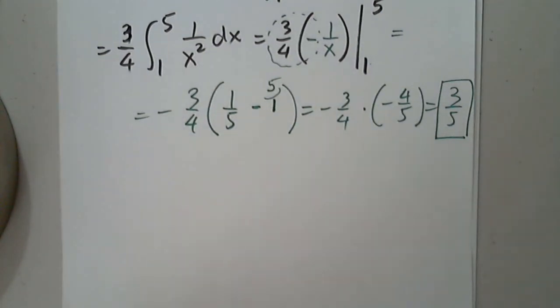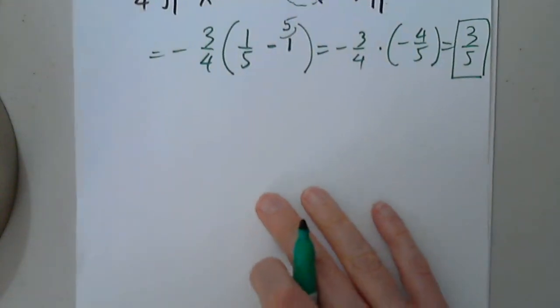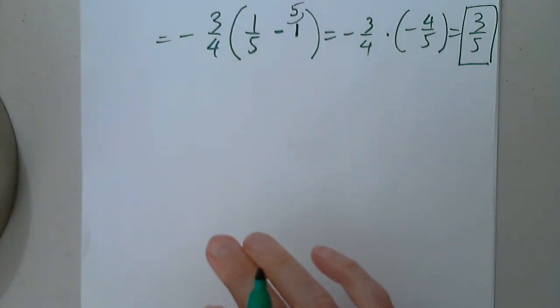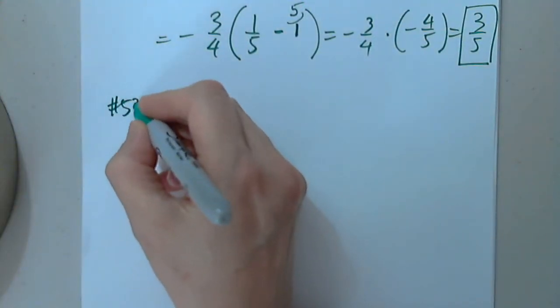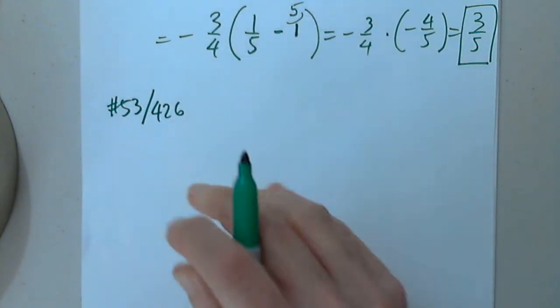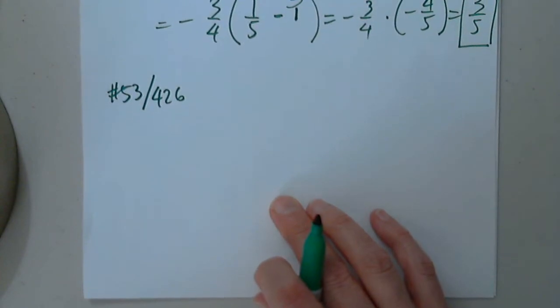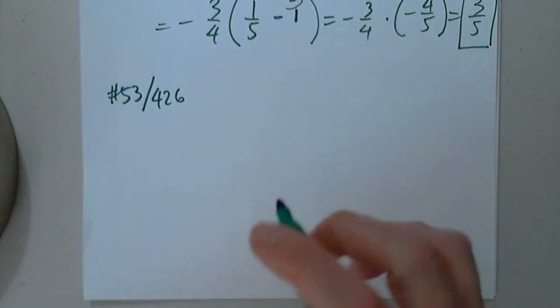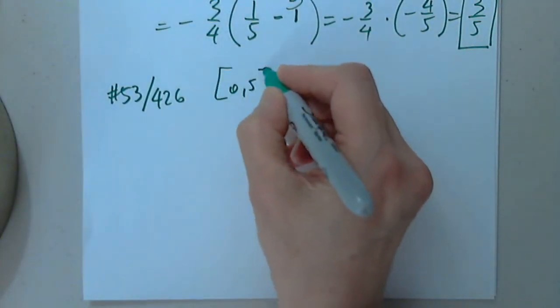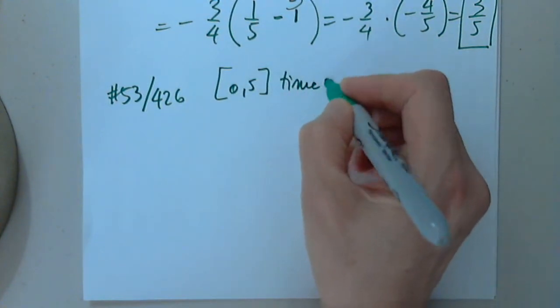Okay. Now let's look at some applications. I like to look at applications of all this. So I like to look at practice 53 on page 426. Okay, a keyboarder's speed over a 5-minute interval. So 0, 5, and that's the time.